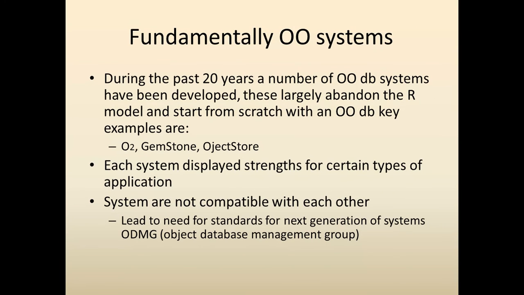Now, fundamentally, object-oriented systems: during the past 20 years, a number of object-oriented database systems have been developed. So these largely abandon the R model and start from scratch with an object-oriented database. Key examples are O2, Gemstone, Object Store. Okay, so in this each system displayed strengths for certain types of applications, and the systems are not compatible with each other. This led to needs for standards for the next generation of systems, ODMG, that is Object Database Management Group.